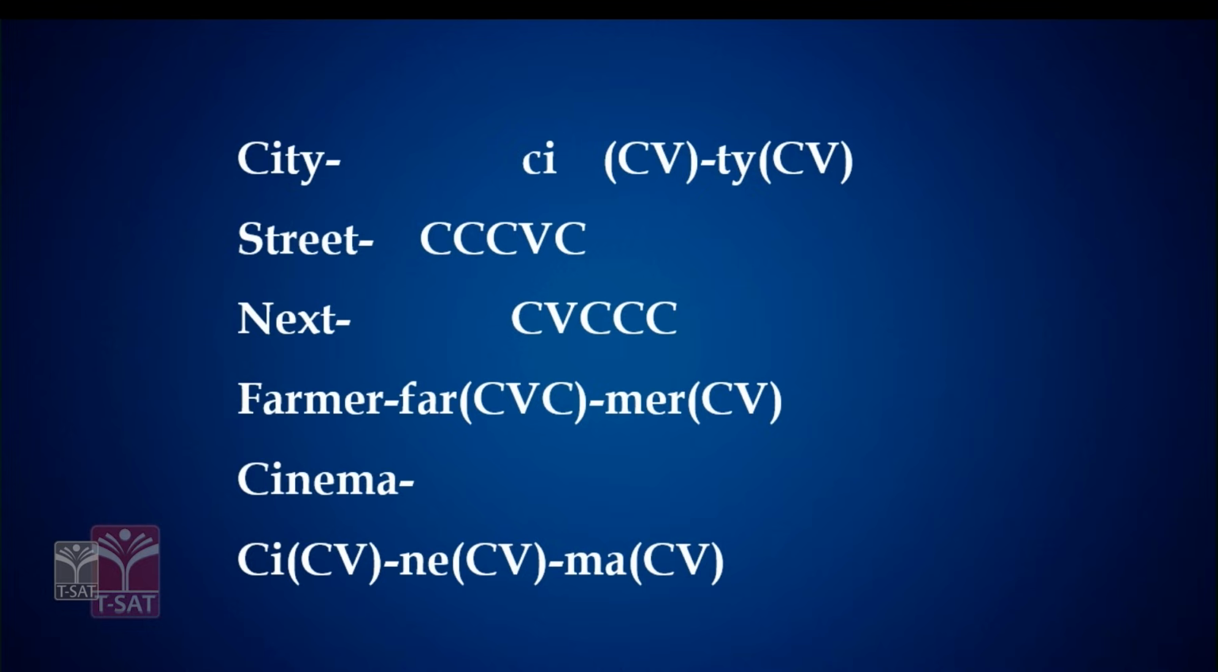And here, city, 2 syllables. City, street, CCCV. That means in this syllable the vowel is preceded by 3 consonantal sounds and followed by 1 consonantal sound, and next CVCCC, and farmer, and cinema.